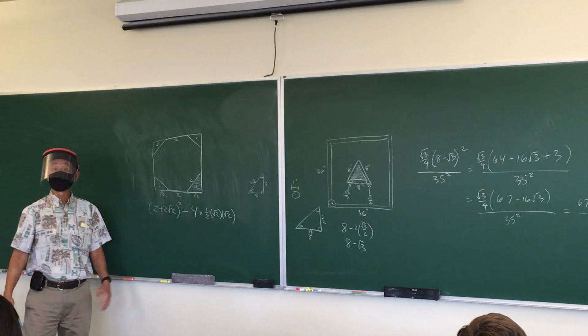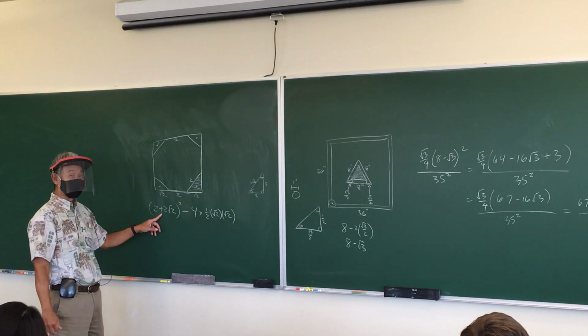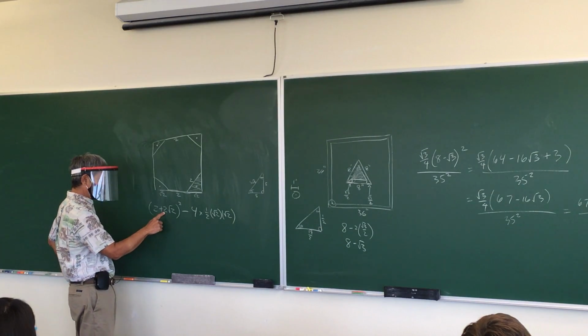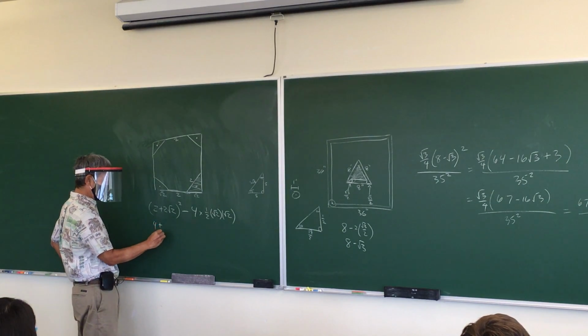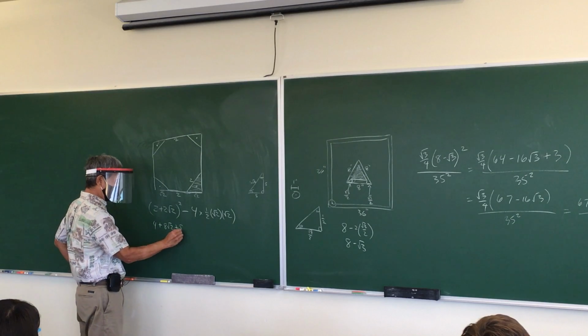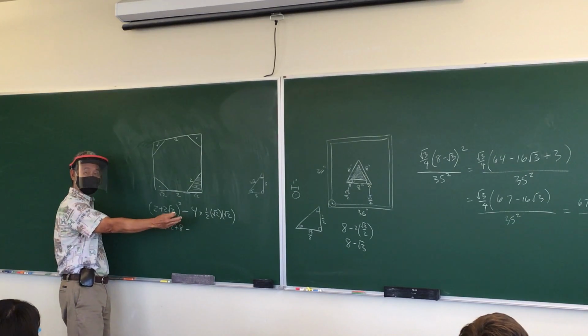Okay, just for funsies, why don't we simplify this? So what we have to do is multiply this out. Again, multiply out. 4 plus 8 root 2. 8 root 2 plus 8 minus, and then who has the easy one over here?